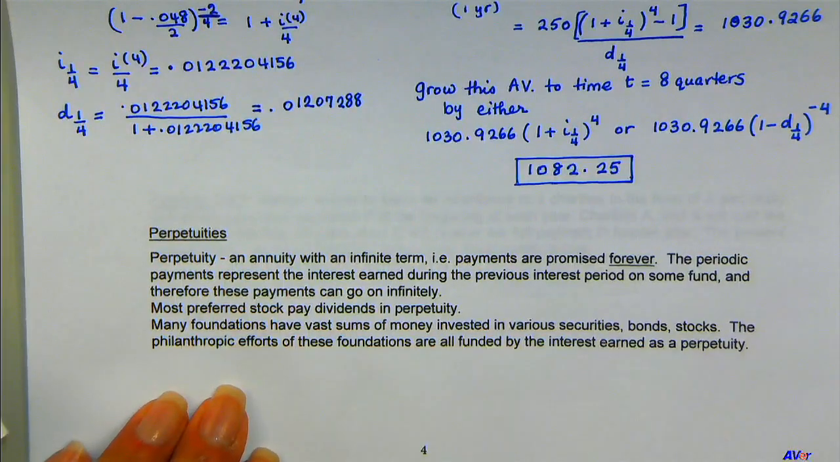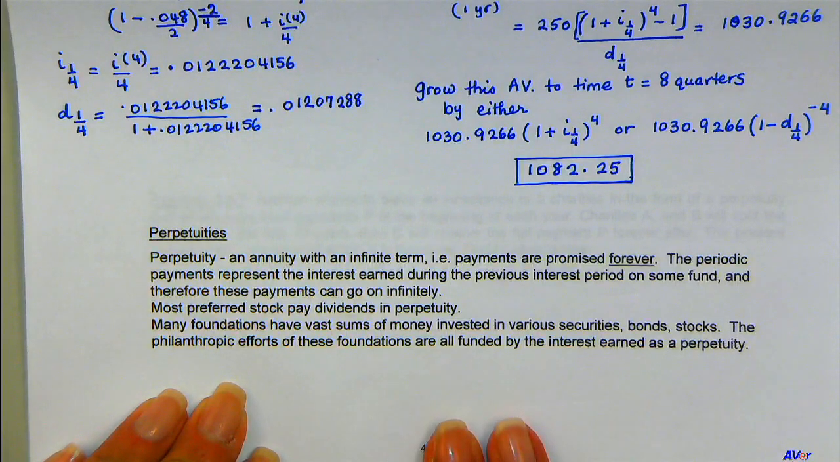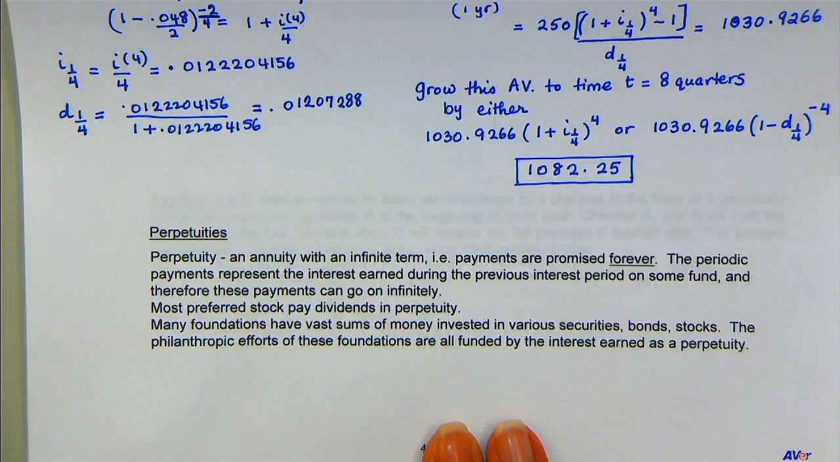Perpetuities. A perpetuity is an annuity with an infinite term, meaning that payments are promised forever. The periodic payments represent the interest earned during the previous interest period on some fund, and therefore these payments can go on indefinitely, meaning infinitely. Most preferred stock pays dividends in perpetuity. Many foundations have vast sums of money invested in various securities, bonds, stocks. The philanthropic efforts of these foundations are all funded by interest earned as a perpetuity.